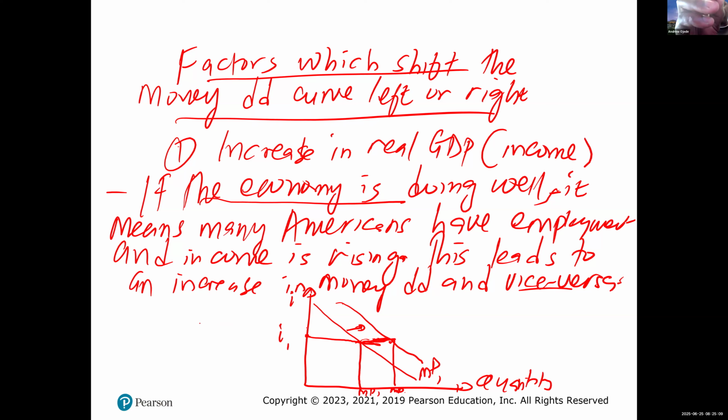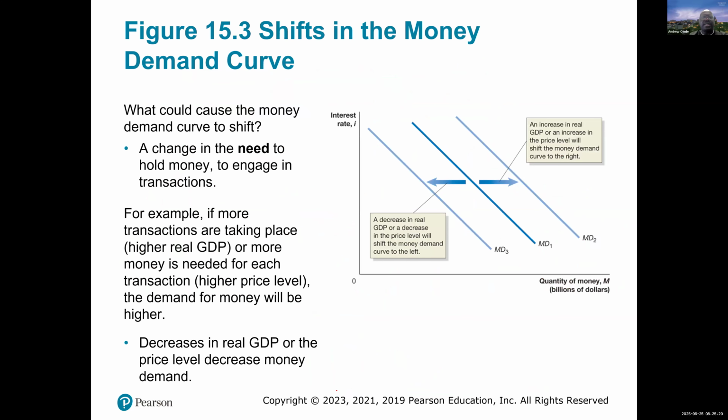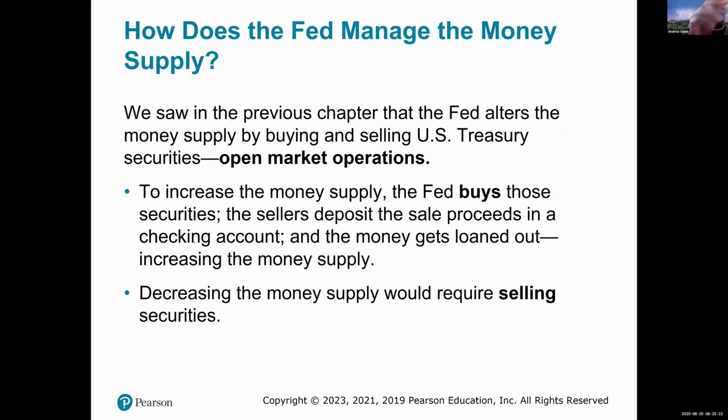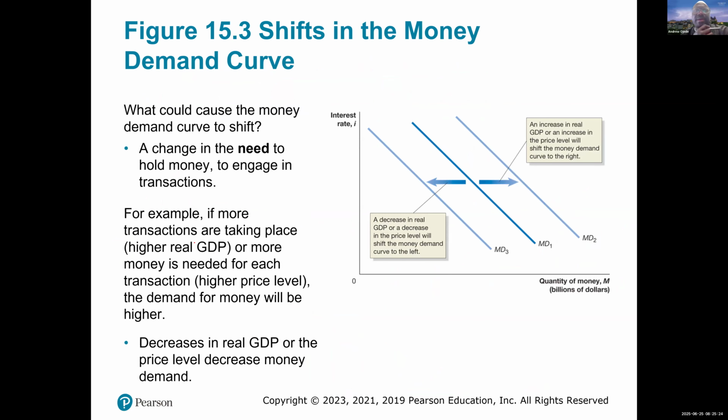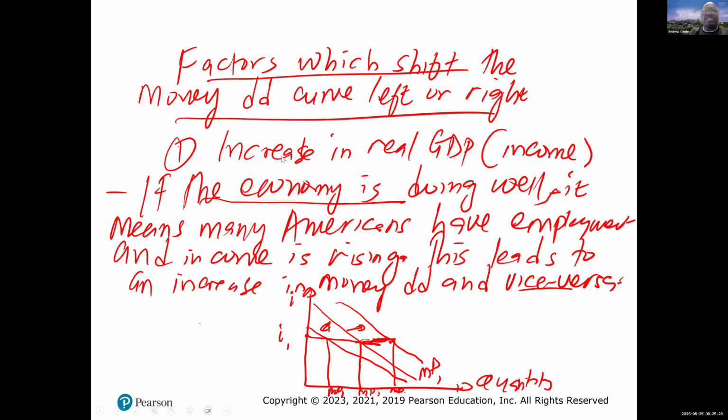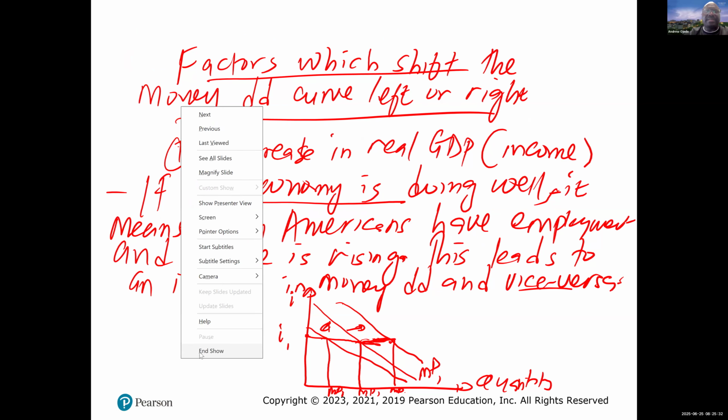when there's an increase in income, when the economy is growing. And it shifts to the left like this when Americans don't have jobs. So that's what we're drawing here. Higher income or higher real GDP means the economy is growing, and the money demand curve shifts to the right. And then the second factor which shifts the money demand curve, we discussed that already. Let's talk about the second factor.